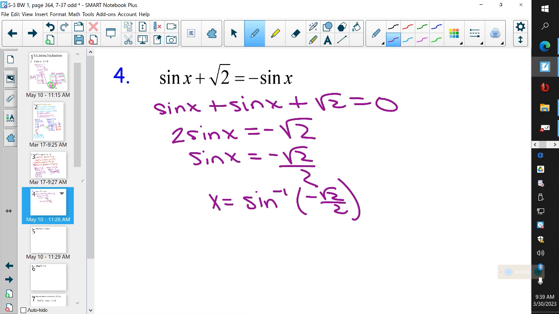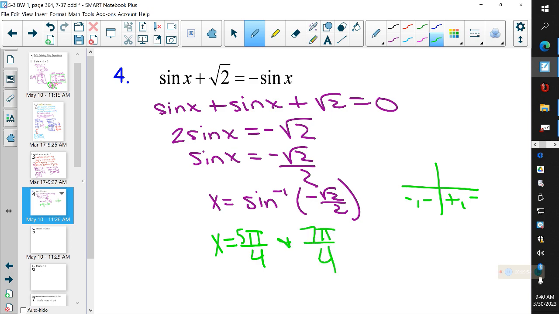Now obviously, I need to find on my unit circle where sine is negative. And sine is negative in quadrant 3 and in quadrant 4. So what angles in quadrant 3 and in quadrant 4 have a sine value being negative square root of 2 over 2? Well, that is going to be at 5 pi over 4 and at 7 pi over 4. And this is going to be on the interval of 0 to 2 pi.